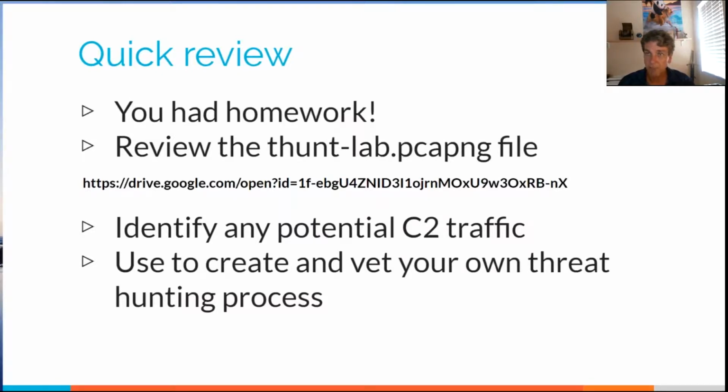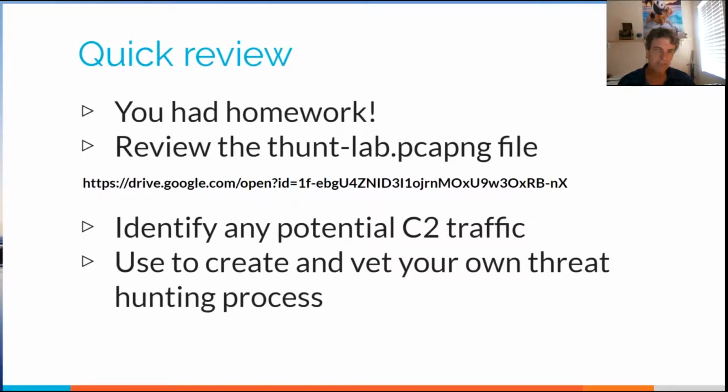What I asked folks was, take a look in that PCAP file and see if you can identify any C2 traffic. There's a lot of weird things in there. Some of the weirdness is there just to be a distractor, but it's normal weirdness you might see on a network. And then there's other stuff going on that you need to make sure you pay attention to.